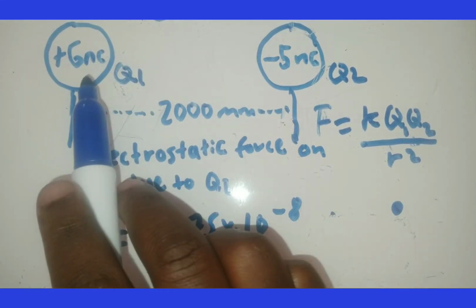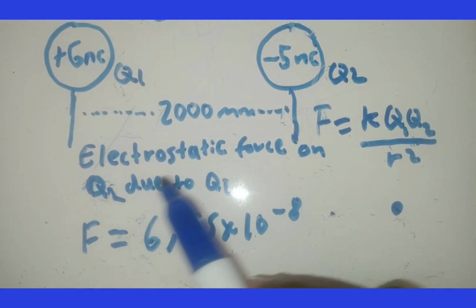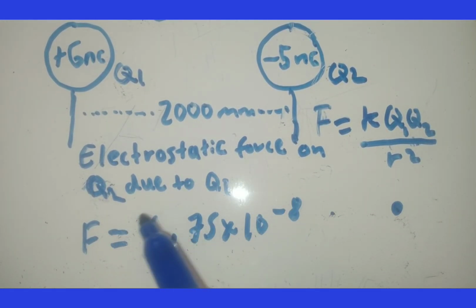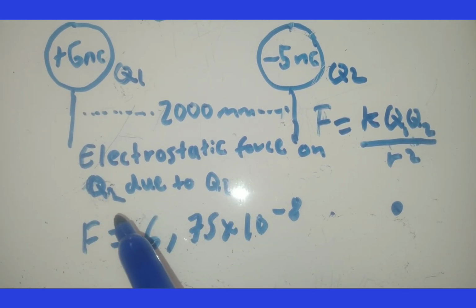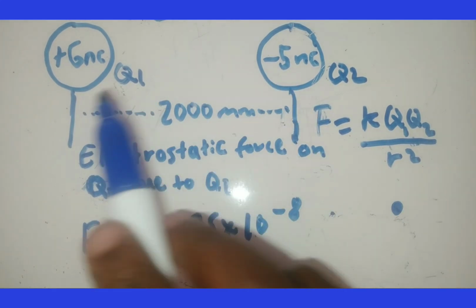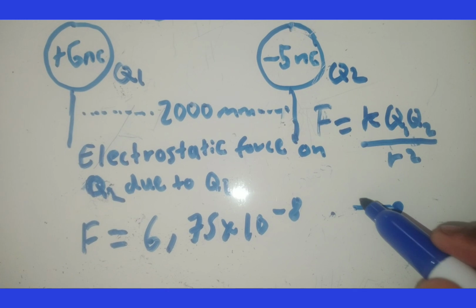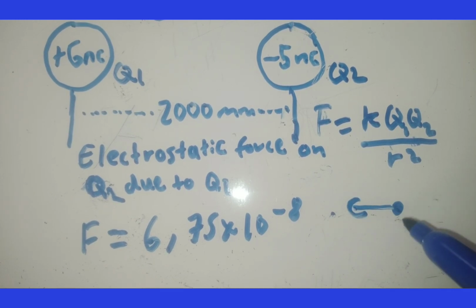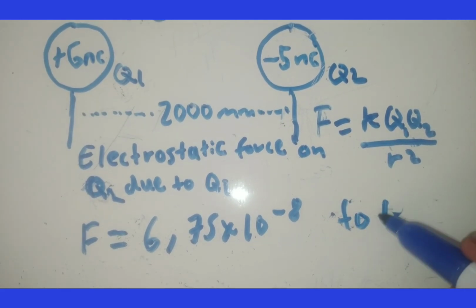Q2 is pulling Q1 towards it, but also Q1 is pulling Q2 towards it. But now when we say the electrostatic force on Q2 due to Q1, we're saying the electrostatic force on Q2 that is caused by Q1. So what is Q1 doing to Q2? Q1 is pulling Q2 towards the left. So this will be the free body diagram. So then what does it mean? If we're calculating for Q2, then it means that it would be to the left instead. So then the answer will be to the left.